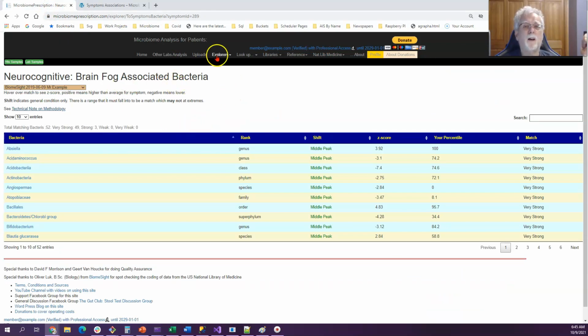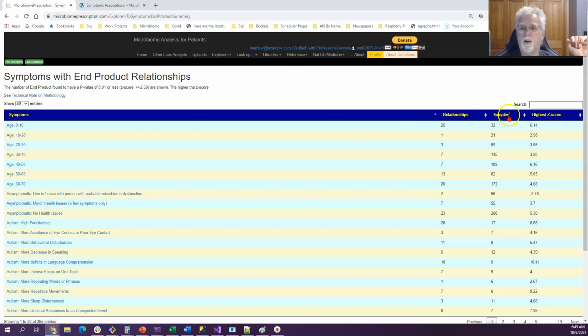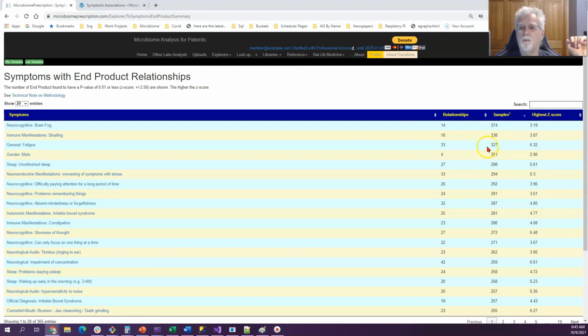We're going to use the same sample for each one, and the same brain fog, just to illustrate. So we just did this with bacteria. Let's go back and look at the end products profile. End products profile. We find neurological brain fog. We find fewer relationships. This is only 14 relationships. For the bacteria, we had 140, ten times as many. So chances are end products are less sensitive items for the symptoms.